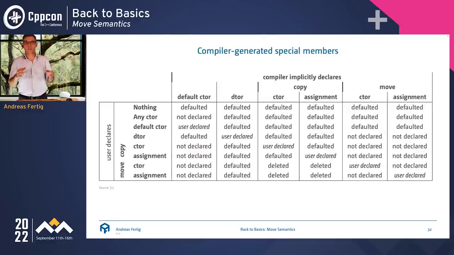And that brings us to this nice table here created by Howard Hinnant. Howard is the person more or less behind move semantics. He wanted to be able to write the fastest library, I think, on the planet. And for that, he needed move operations. And I guess he achieved his goal. So what the table does is it tells us on the top what a compiler implicitly declares, depending on what we as users declare. And there are things in this table that you already know.